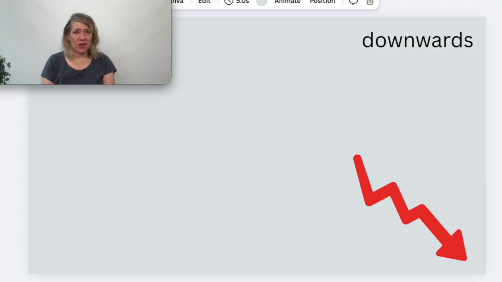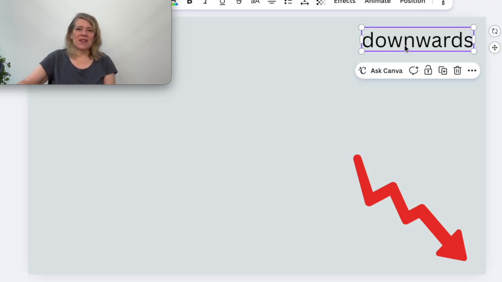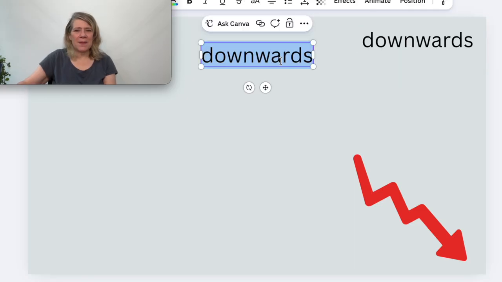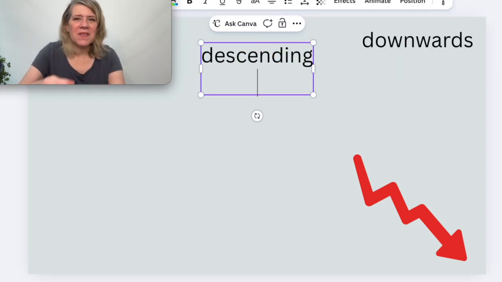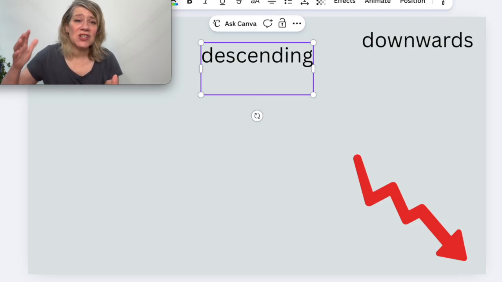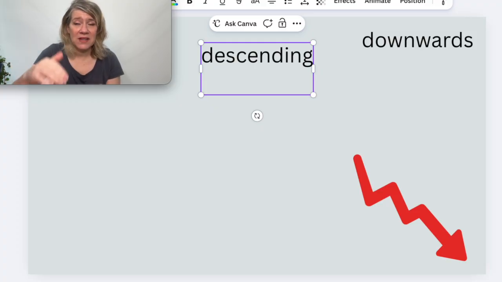Downwards. Downwards is a direction. He's going downwards. This movie really went downwards. Anything can go down, right? Downwards, it's a direction, and we use it to mean descending, but descending does not have the same feeling to it. Downwards, this is really bad. Descending can just mean a description of going down.